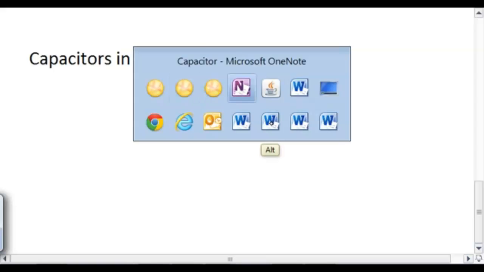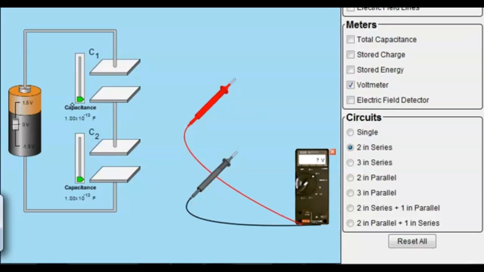Alright, so capacitors in series would kind of look like this. Okay, so these are two identical capacitors for now, and they are wired in series, and you can see this plate separation, all that stuff in here. And as I increase the voltage, what do you notice about the charge on each plate? Is it increasing or decreasing? Increasing. Are they the same?